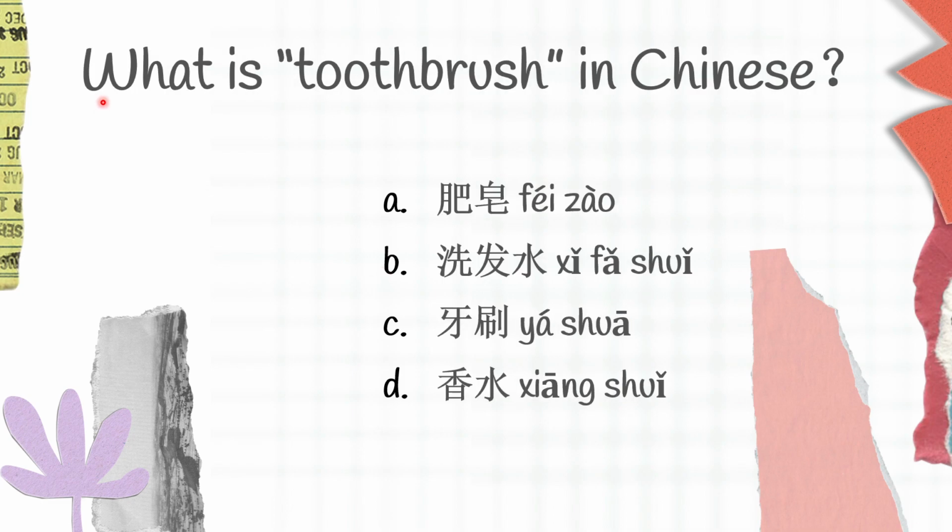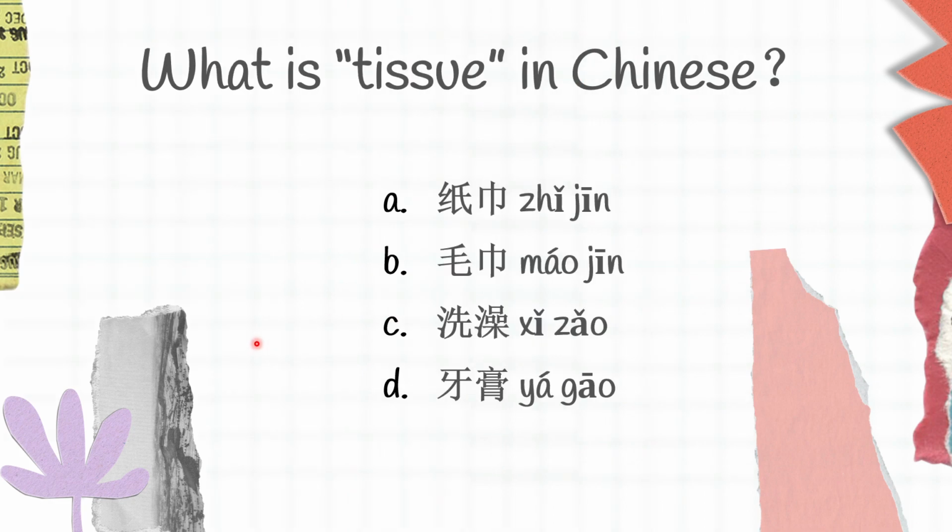The next question here. What is toothbrush in Chinese? We have A. 肥皂, B. 洗发水, C. 牙刷 and D. 香水. So which one of them is correct here? I will explain to you. 肥皂 is shower gel, 洗发水 is shampoo, and 牙刷 is toothbrush. 香水 is perfume. So toothbrush in Chinese is C. 牙刷. Moving on to the next question.